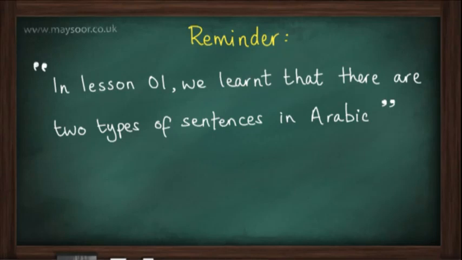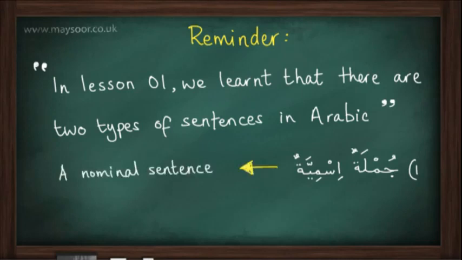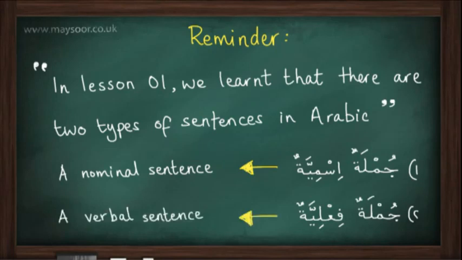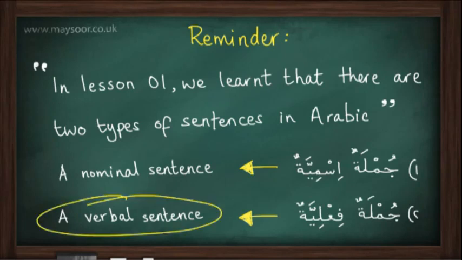In lesson 1, we learned that there are 2 types of sentences in Arabic. Number 1, Jumlatun Ismiyatun, a nominal sentence, and number 2, Jumlatun Fi'liyatun, a verbal sentence. We have already covered some of the rules pertaining to a nominal sentence in lesson number 2, so in this video, we're going to take a brief look at some examples of Jumlatun Fi'liyatun, a verbal sentence.